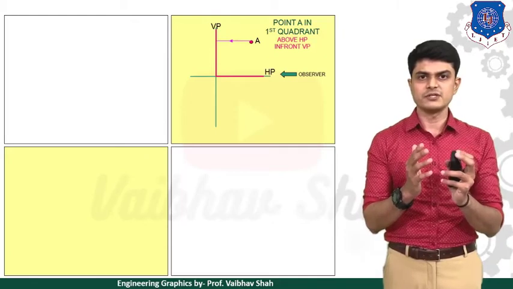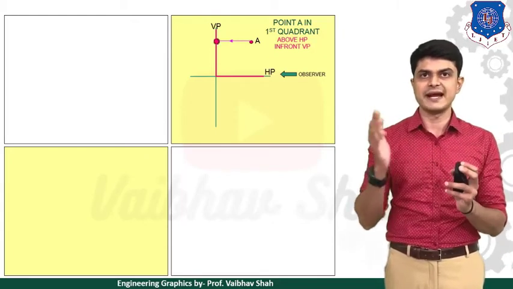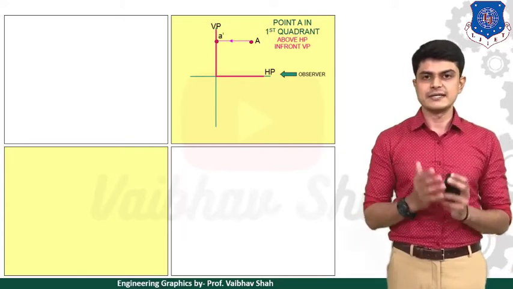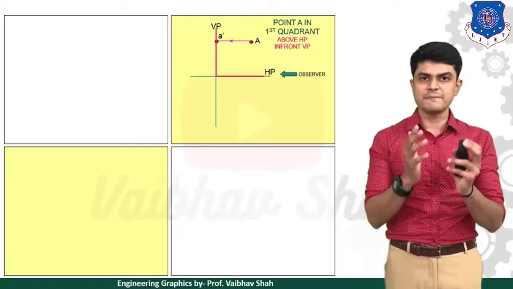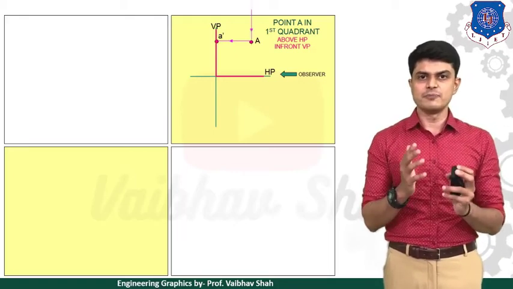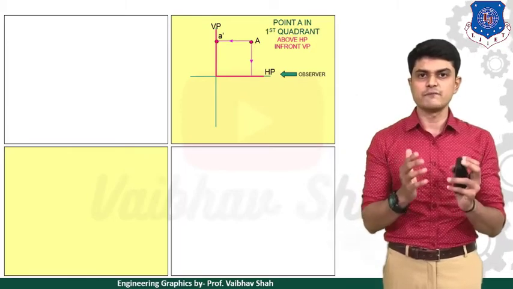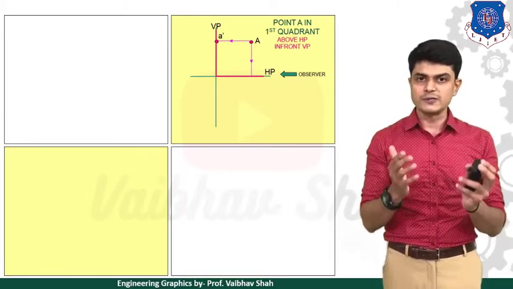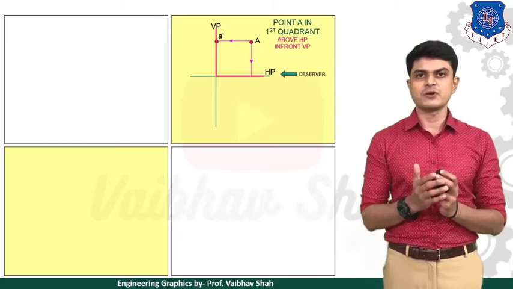That means what should we write? A dash, small a with a single dash. So we'll be writing down A dash. Now if you take the top view of your point A, looking from the top direction, then we will have the point here on your HP itself, because the top view always lies on what? The horizontal plane.